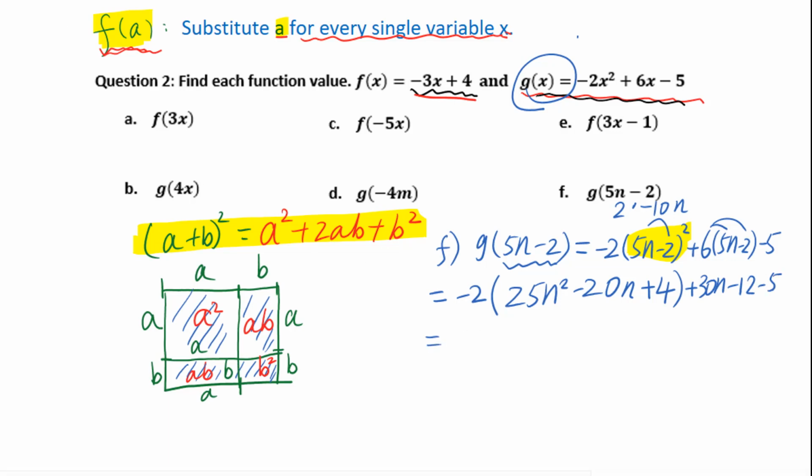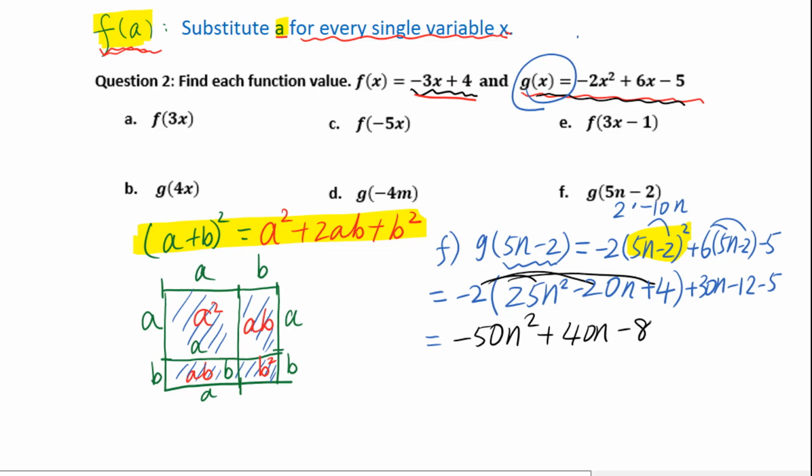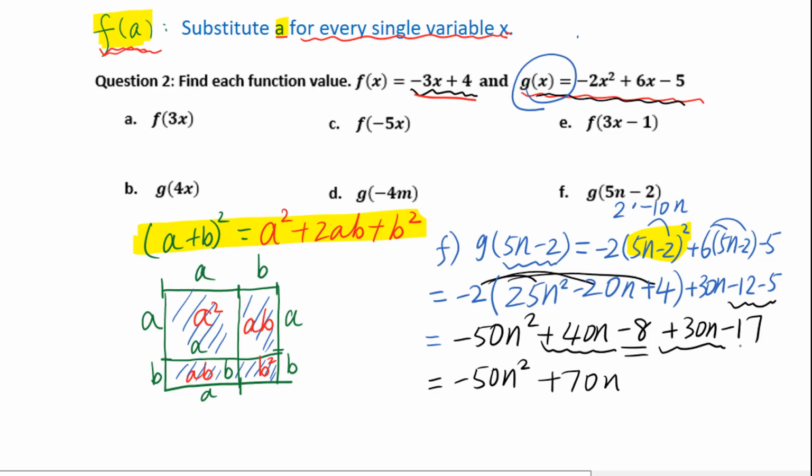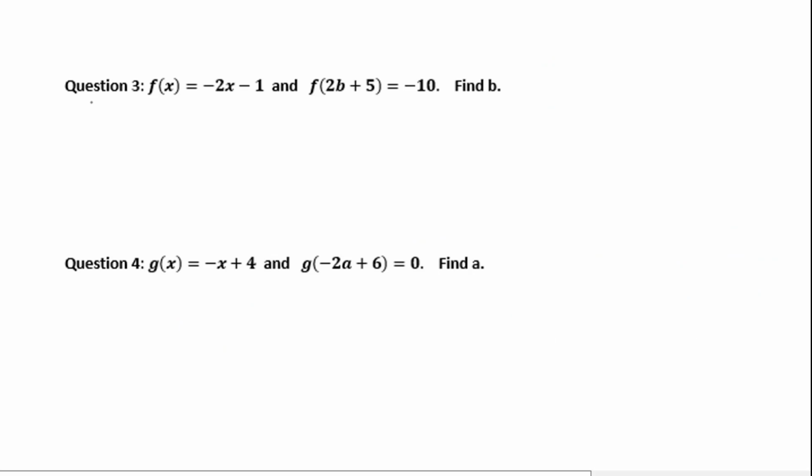Then we do distributive property here. Negative 50n squared plus 40n minus 8. Then plus 30n. Combine like terms, that is negative 17. Then keep going, negative 50n squared. Combine like terms, you will get positive 70n. Then combine like terms, you will get negative 25.